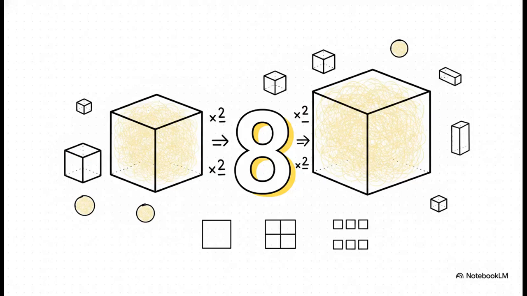The answer is 8. Here is the immediate mathematical reasoning. Because volume is three-dimensional, we cube the scale factor. 2 cubed is 2 times 2 times 2, which equals 8. It's kind of mind-blowing when you think about it. Just by doubling the lengths of a solid's edges, the actual space inside becomes an incredible 8 times larger.